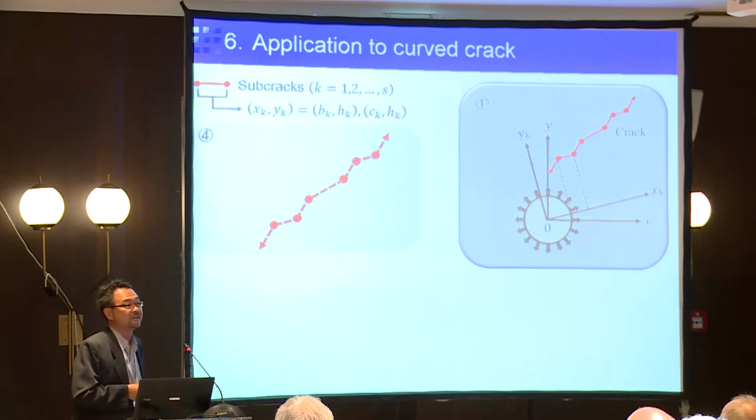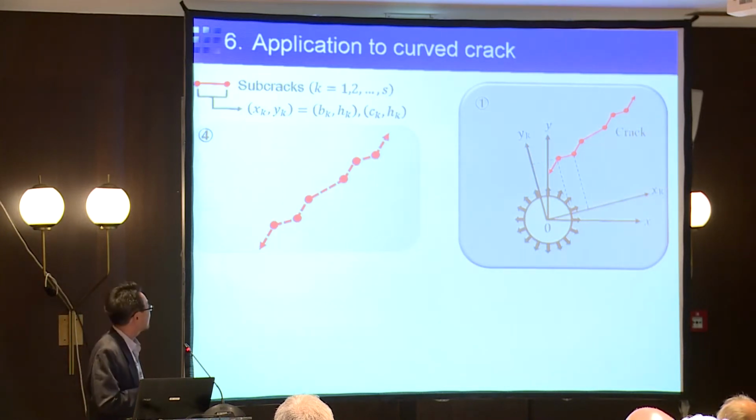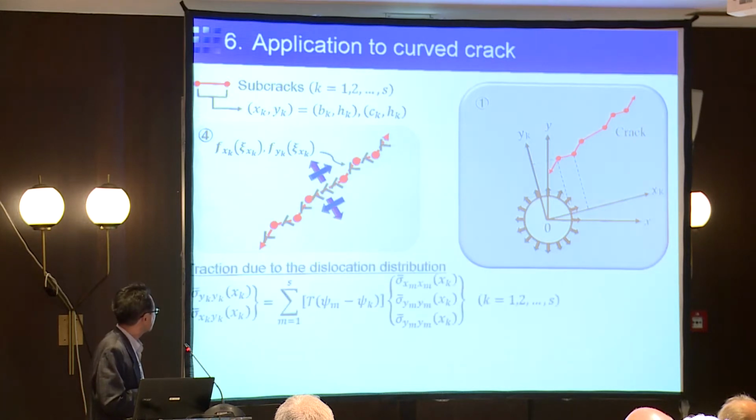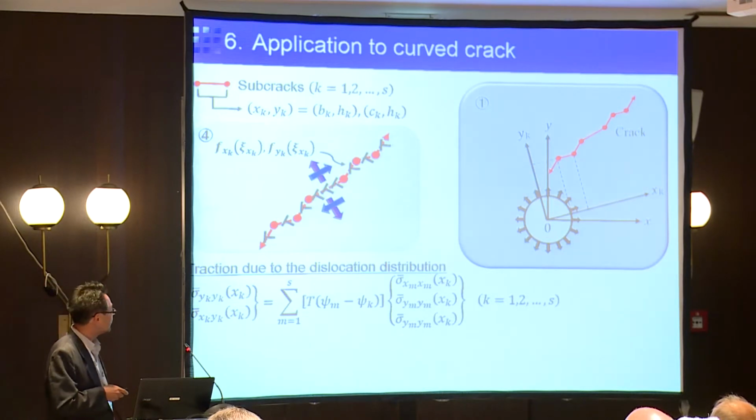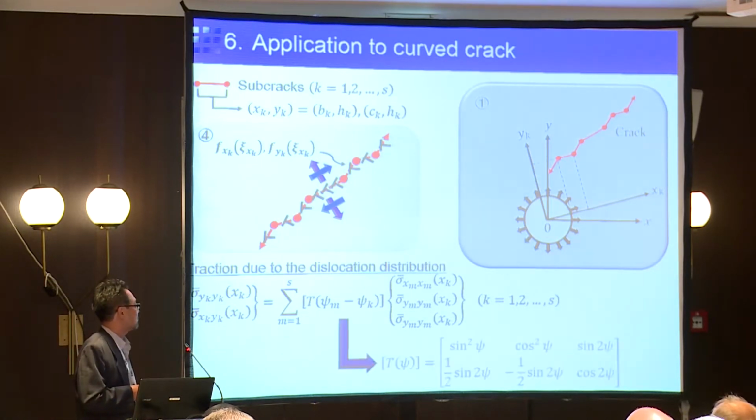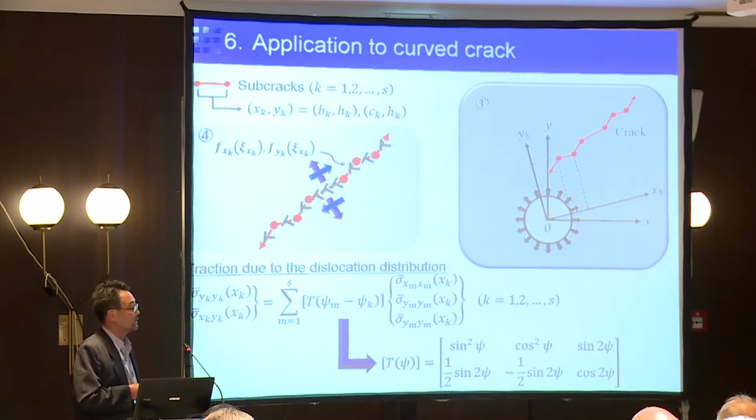For deriving the singular integral equation, the curved crack was divided as shown here, and dislocations were distributed around the discretized curved crack line. Then the traction due to the dislocation distribution is extended to the subcracks at an arbitrary position by applying the rotation matrix. The rotation matrix can be expressed here, where psi is the rotation angle between the xk and x axes.